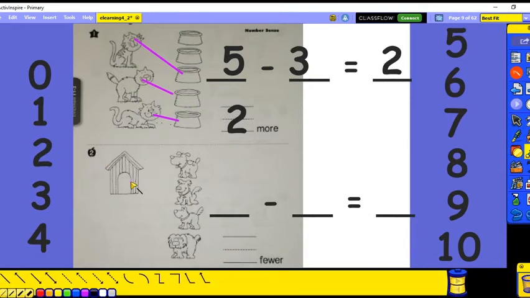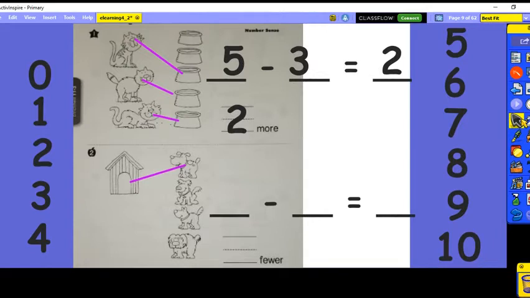And we'll see how many fewer dog houses there are than dogs. So let's see. Let's count the ones that are not matched up. One, two, three. There's three dogs that are not matched up. Now let's look and see what our equation will look like.